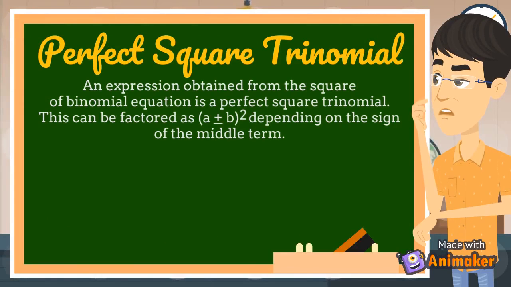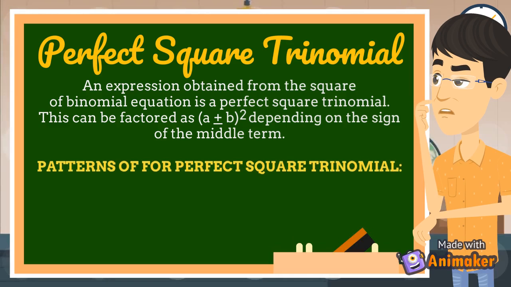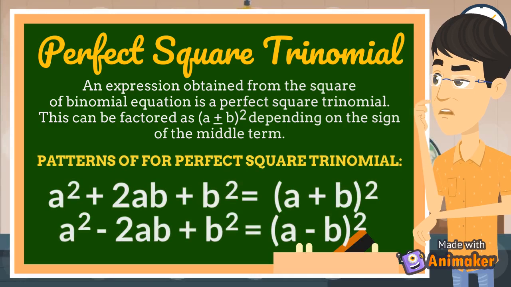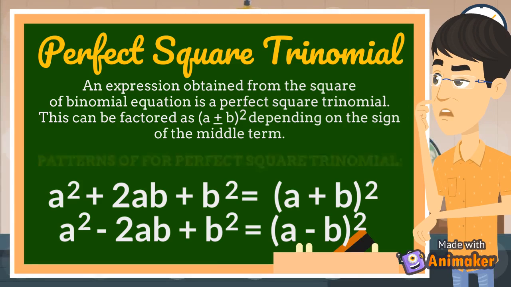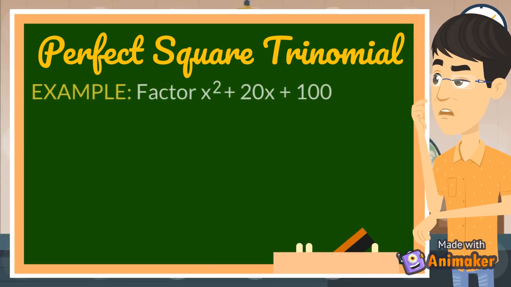It is an expression obtained from the square of a binomial equation which can be factored as the quantity a plus or minus b raised to 2, depending on the sign of the middle term. The patterns we need to be familiar with are a squared plus 2ab plus b squared equals the quantity a plus b squared. A squared minus 2ab plus b squared equals the quantity a minus b squared. For example, factor x squared plus 20x plus 100.